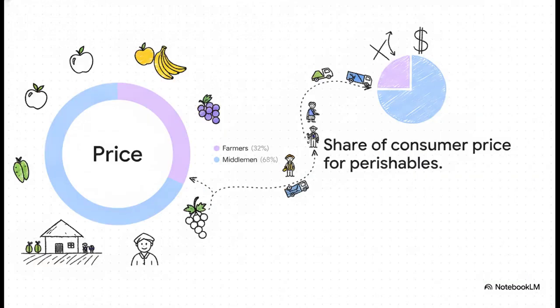And right here is the punchline to that paradox we talked about at the start. When you buy, say, a tomato or a bundle of grapes, the farmer might only see 32% of what you paid. A staggering 68% gets swallowed up by a long chain of middlemen, brokers, and retailers. The profit is totally hollowed out before it ever makes its way back to the village.